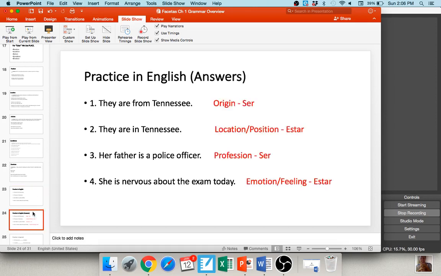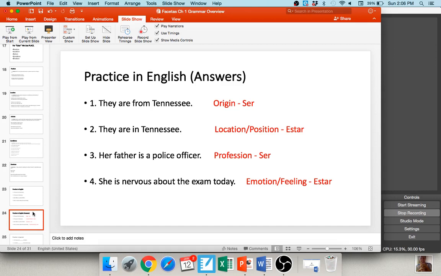Okay, amigos, hopefully you've had a moment to give those a try. Number one tells you that they are from Tennessee. When we're saying they're from Tennessee, we're referring to their origin. Origin falls under topic, and therefore we're going to use ser. Number 2, they are in Tennessee currently. We're talking about their location or their position. Therefore, I'm going to use the verb estar because both position and location fall under place. And place is the acronym we use when referring to verbs that require estar.